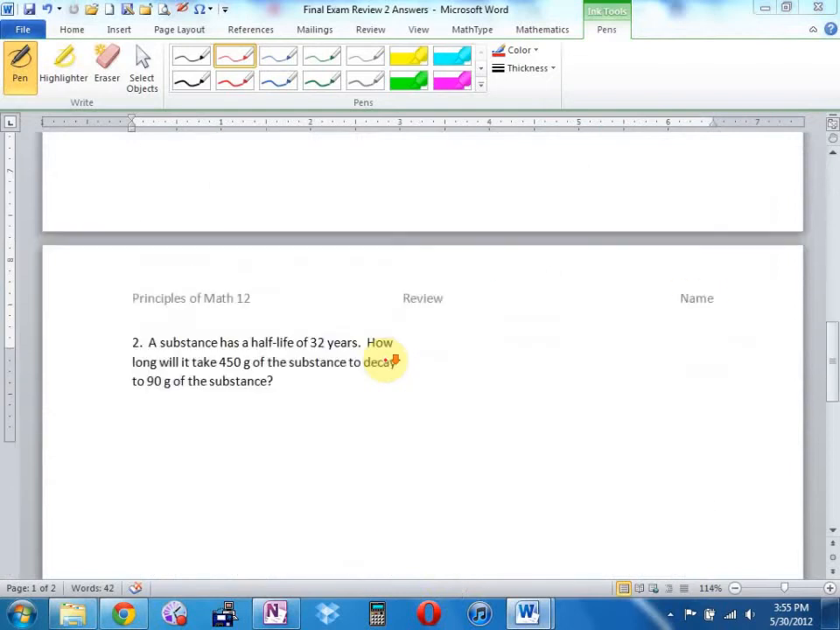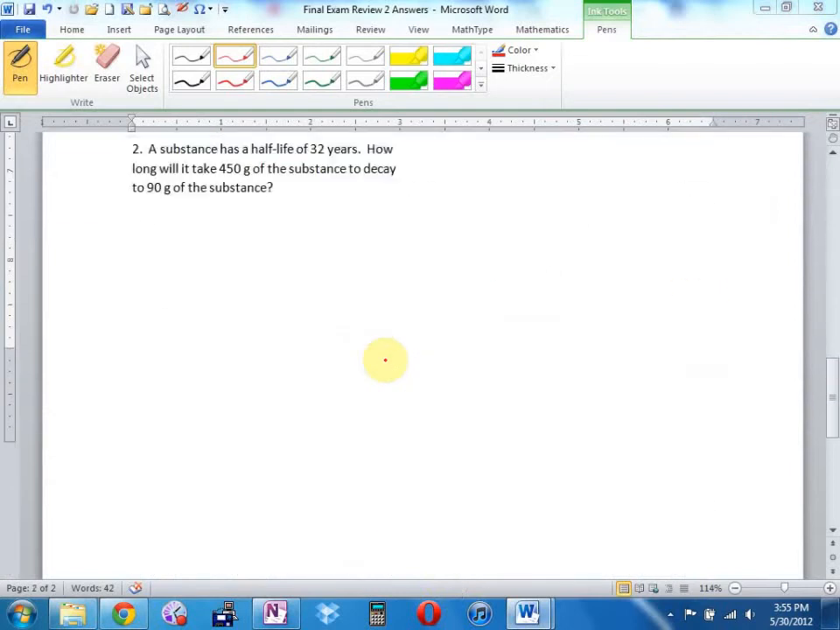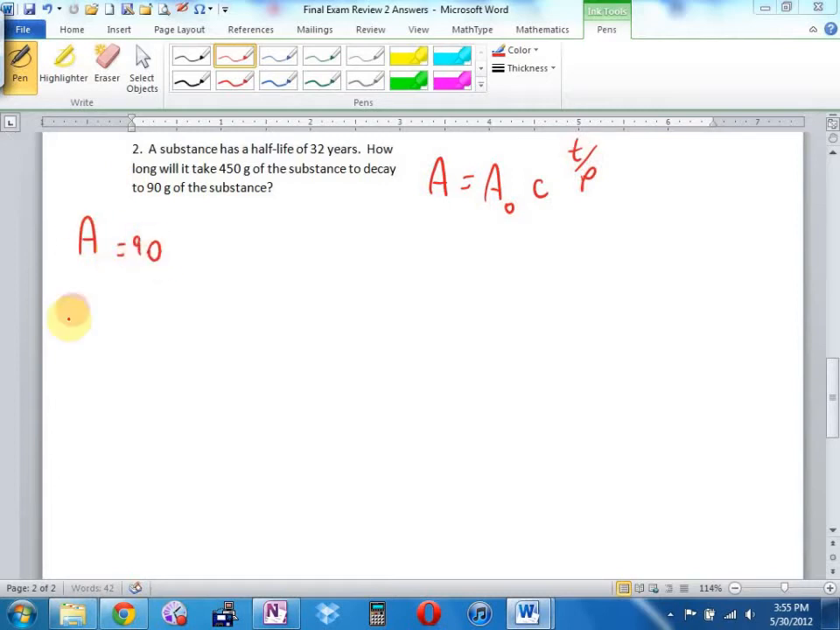What else are you going to see on your final exam? Oh, another half-life word problem. A equals A0 times C to the T over P, where A is your final amount, 90 grams. A0 is your initial amount, 450 grams. The half-life is the period, 32 years. This question, they're asking me to find total time.